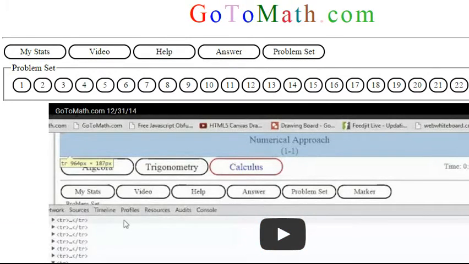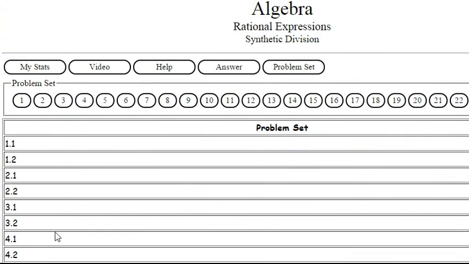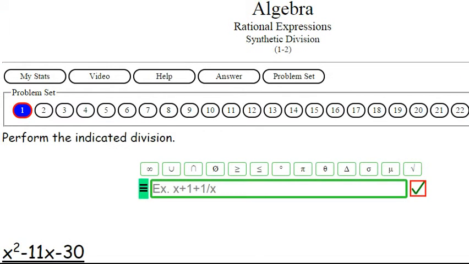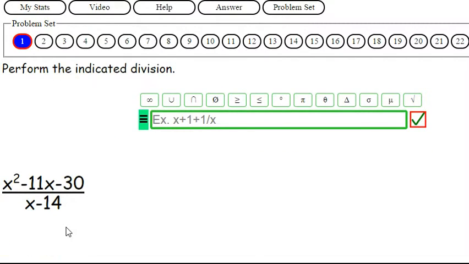Okay, we're over here at GoToMath.com. Click on the algebra. Let's go down to synthetic division. Look at 1.2. Alright, so let's write this down. X squared minus 11x minus 30 over x minus 14. Alright, x minus 14. Okay, so just rewriting the problem. X squared minus 11x minus 30.